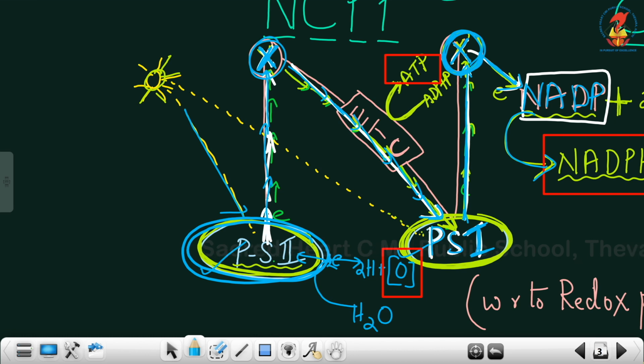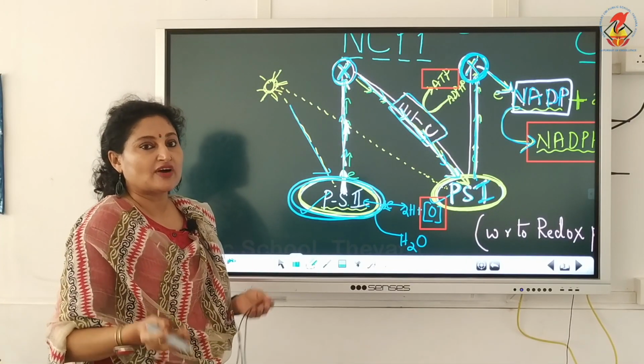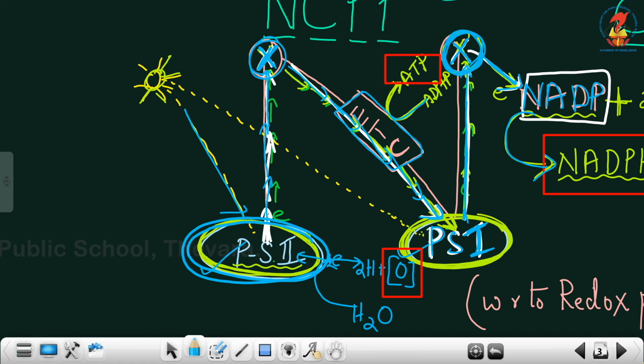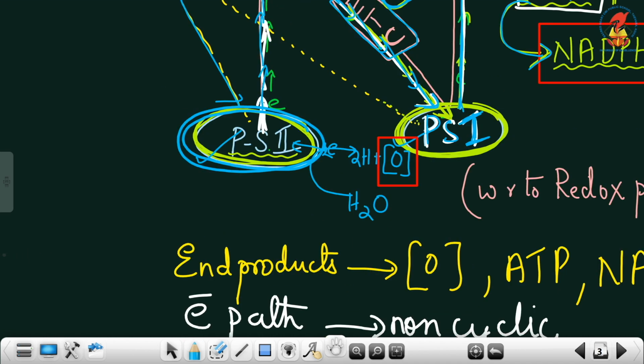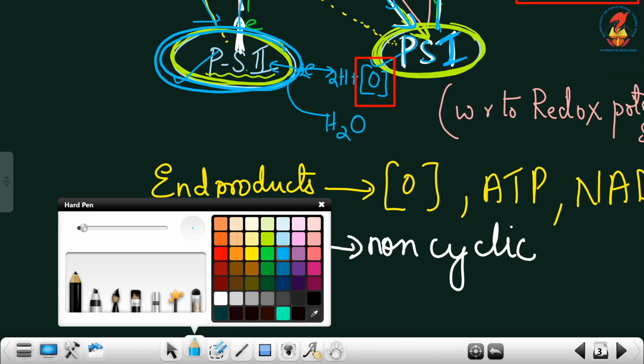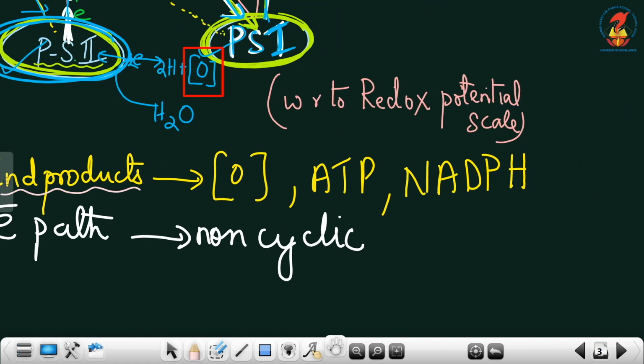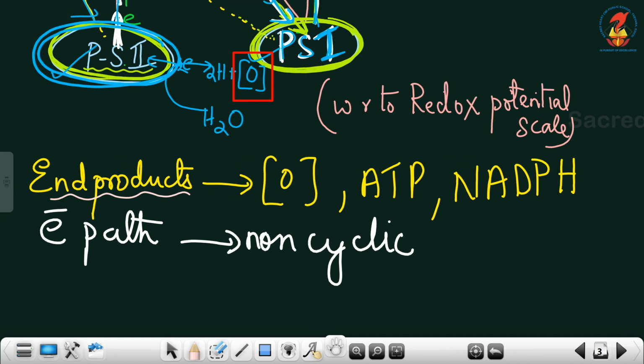Now you remember, as the electron is passing through the electron transport chain, the electrons are not used but only passed from one cytochrome to another cytochrome, and meanwhile what is happening? The process of phosphorylation is taking place. ADP plus P gives ATP, and finally the end products we find are oxygen, ATP and NADPH plus H, and the pathway of the electron is a non-cyclic pathway.